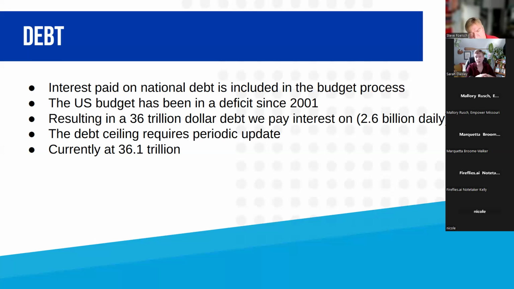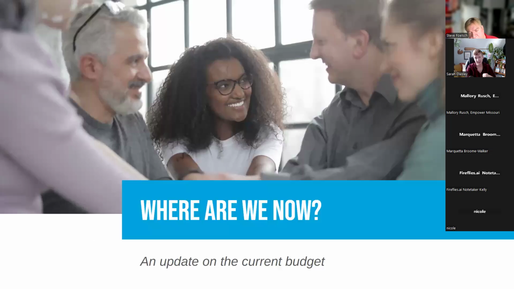Adjusting the debt limit is part of the budgetary process every year, and currently we're looking at $36.1 trillion worth of authorized debt. That's the debt ceiling, and it can be adjusted as part of the budgetary process. It could also be adjusted outside of that process.